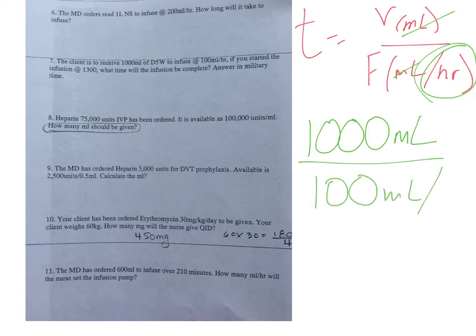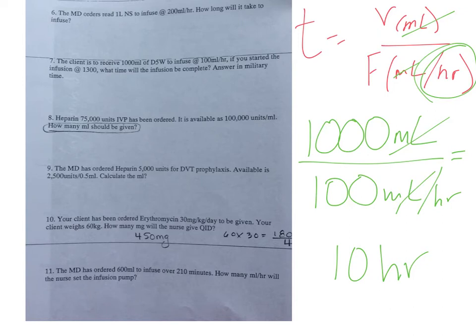So there's 100 milliliters per hour. Then when I divide these two, milliliters cancels out and leaves me with 10 hours. So it tells me it's going to take 10 hours. Well, the question is saying, okay, I know it's going to take 10 hours, but if I started at 1300, what time will it be complete?